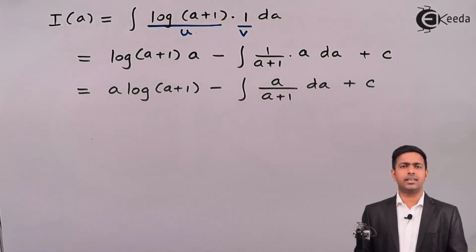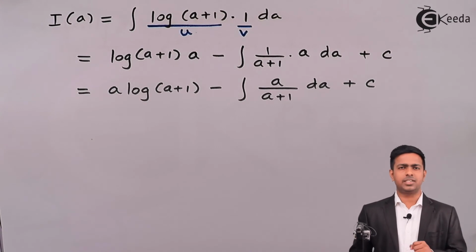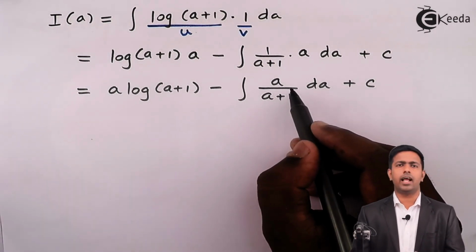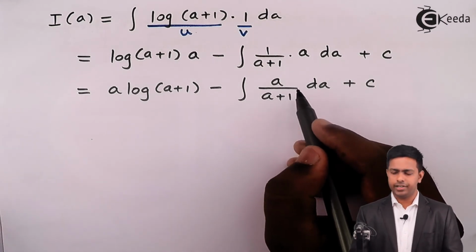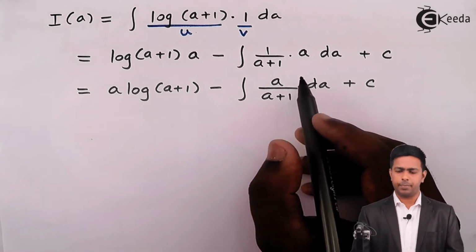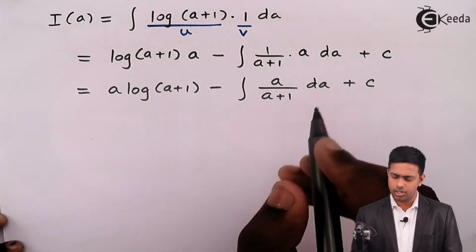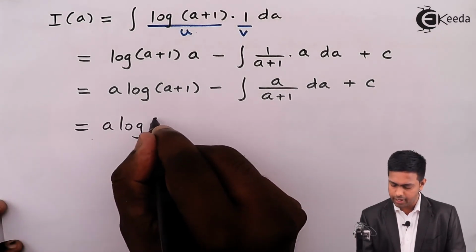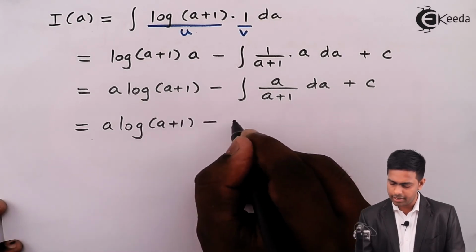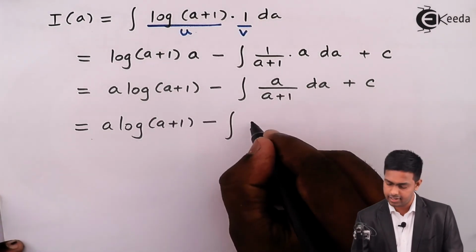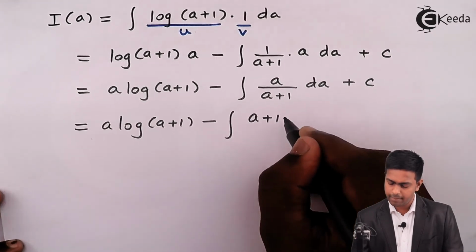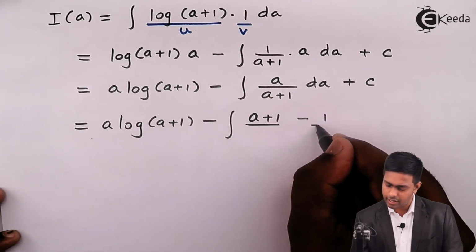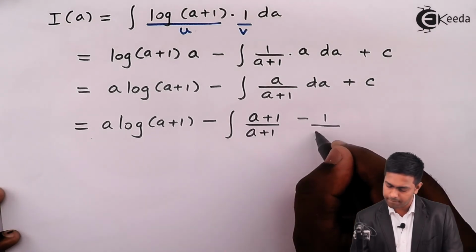Now, how to solve this integral? To solve this integral, we are going to make an adjustment in the numerator. In the numerator, I am going to add 1 and subtract 1, and then we'll divide that numerator separately by a plus 1. So see here what we get. This is a log of a plus 1 as it is, minus, now in the integral I'll write a plus 1 and this minus 1 over here, and we'll divide separately by a plus 1, dA, plus c.